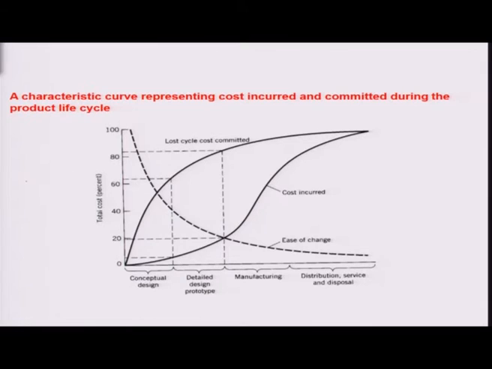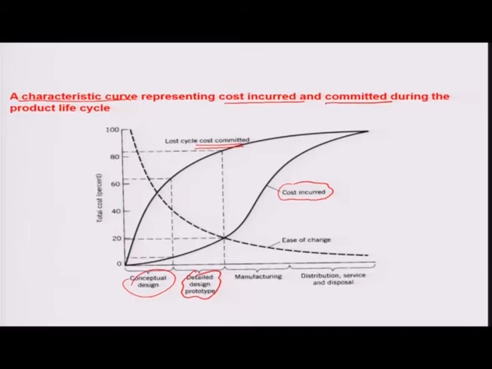Basically, let me look at a characteristic curve which would represent the incurred cost on the product development process as opposed to the committed cost during the whole product life cycle, from the conceptual design stage to the detailed design and prototype stage, or maybe the manufacturing and the post-manufacturing distribution, service and disposal stage. So, let us look at this curve behavior and the different costs.